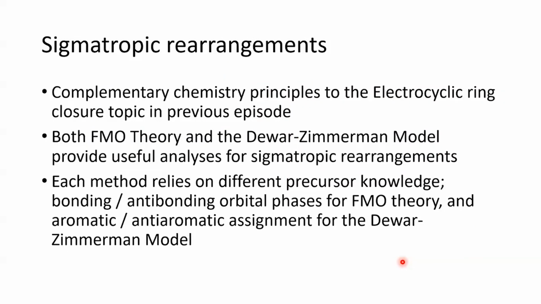So that's a whirlwind overview of sigmatropic rearrangements. It has complementary chemical principles to the electrocyclic ring closure topic in the previous episode. Both frontier molecular orbital theory and Dewar-Zimmerman models give useful analyses for these types of rearrangements. Each method relies on different precursor knowledge, but provided you know one of the methods well, you can use them to determine whether or not a thermal or photochemical reaction is going to be allowed or forbidden.